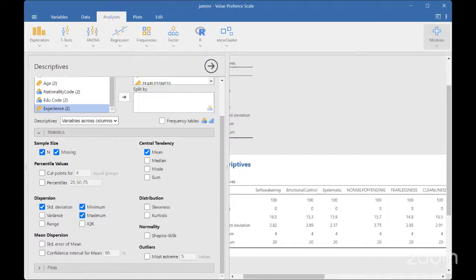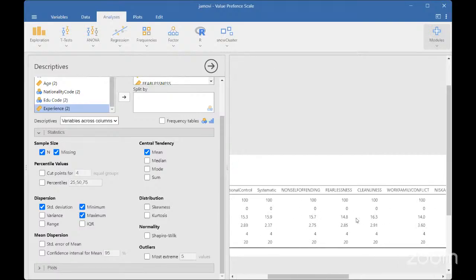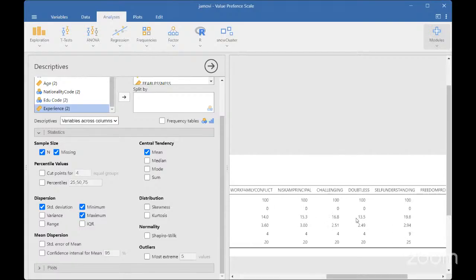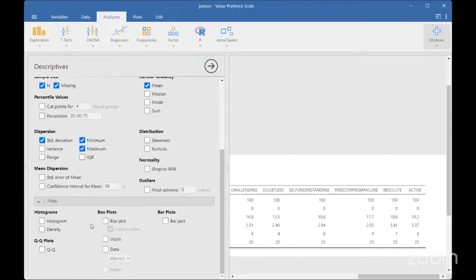So mean is the highest or higher. You click the box plot below.